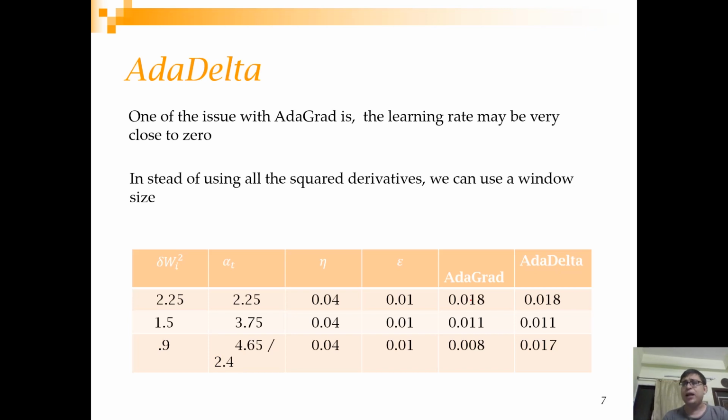So if you compare, AdaGrad and AdaDelta start similarly. The second step is also similar, but in the next step, if you see, the learning rate has actually increased a little bit, right? So it is not going down like it would in AdaGrad. So this is one of the advantages of AdaDelta.